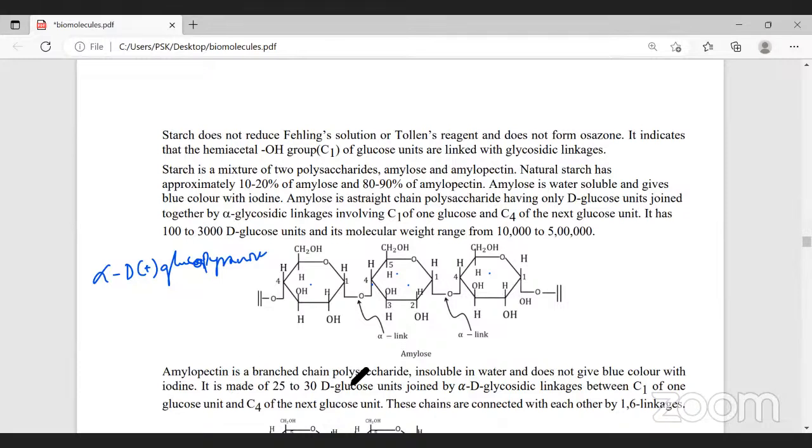Now, amylopectin is a branched chain polymer. Amylose is a water-soluble polymer. It is a linear polymer. It is formed by the linkage of alpha-D-glucose pyranose at 1,4 glycosidic linkage.